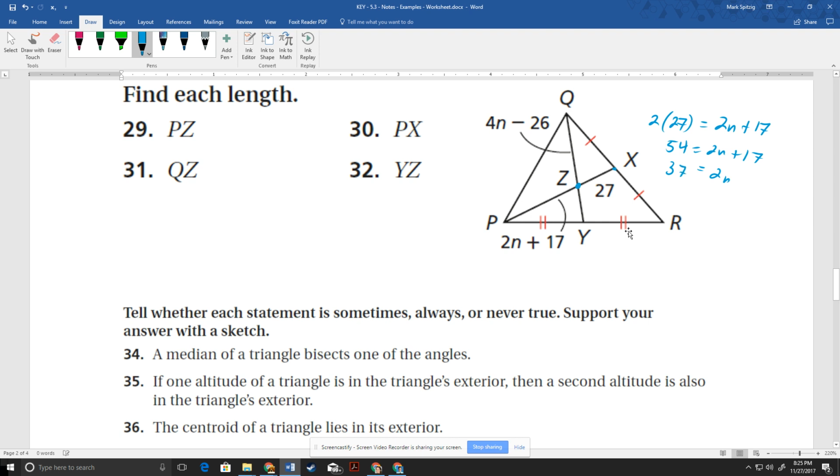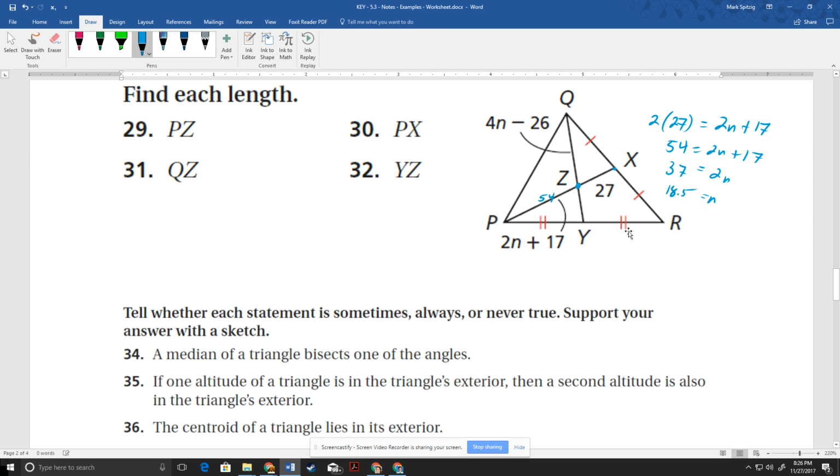Okay. And so again, the main thing there is that I saw that if this is 27, this has to be 54, just by multiplying it by 2. And so, yeah, 2n plus 17 and 54, they're the same thing. So you're going to jump to this one as well, and that's okay. And that gives me basically n is 18.5, which is a perfectly cool number.